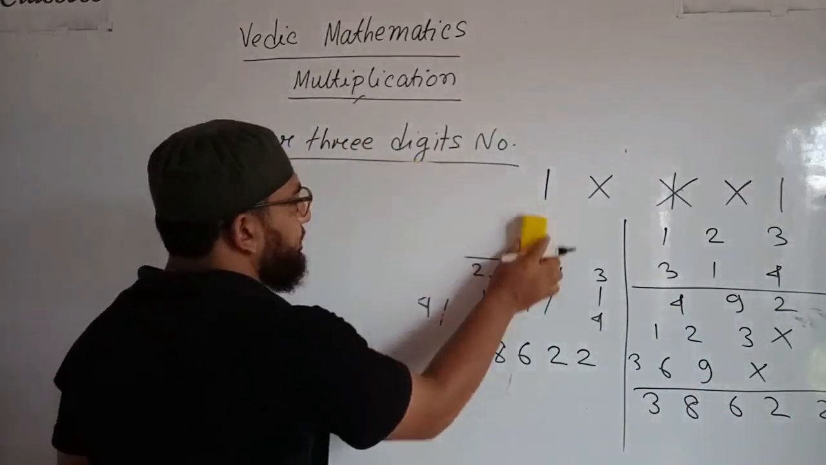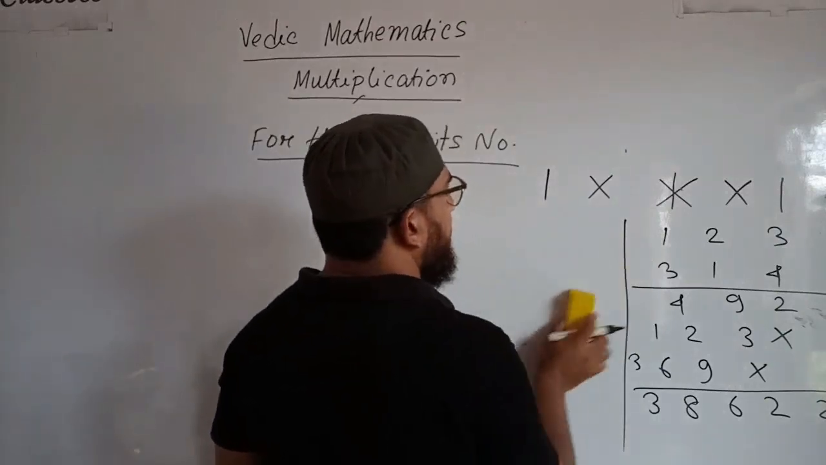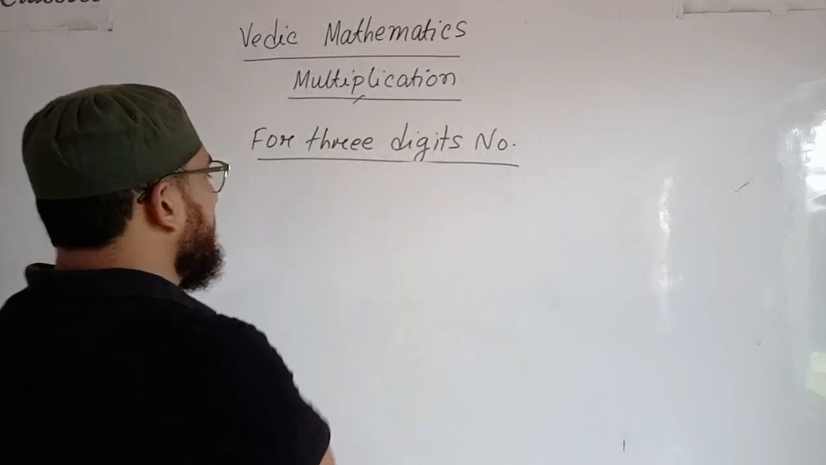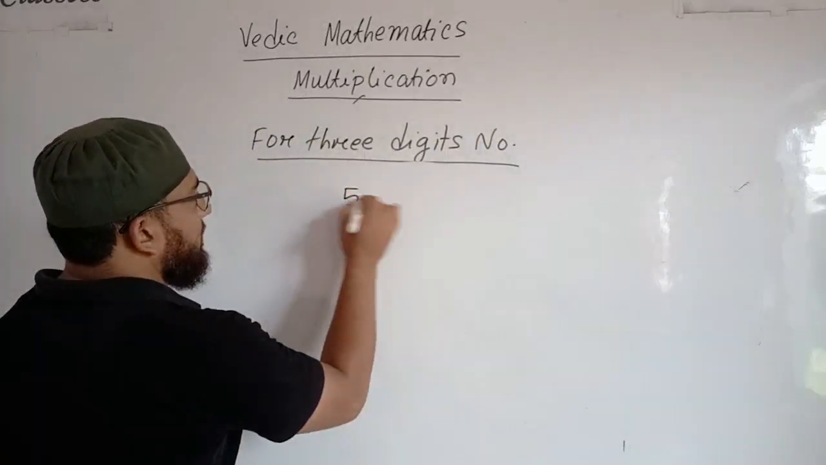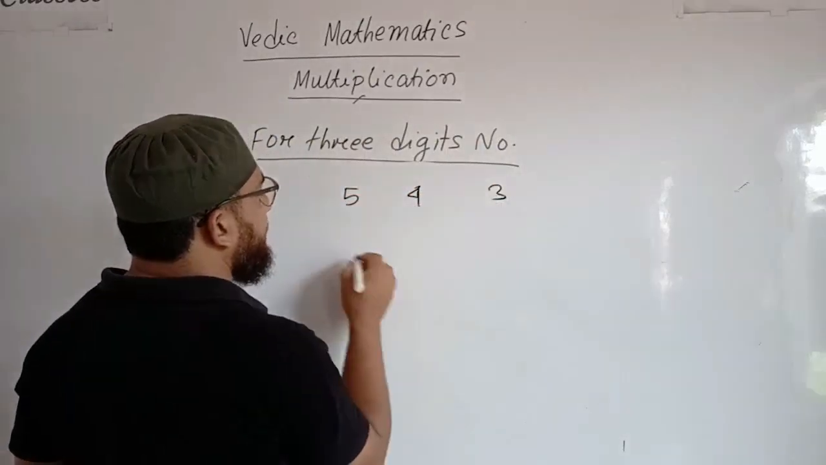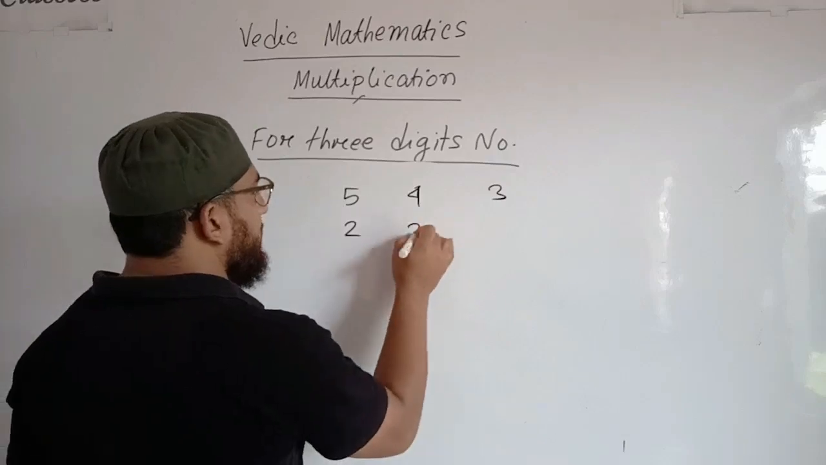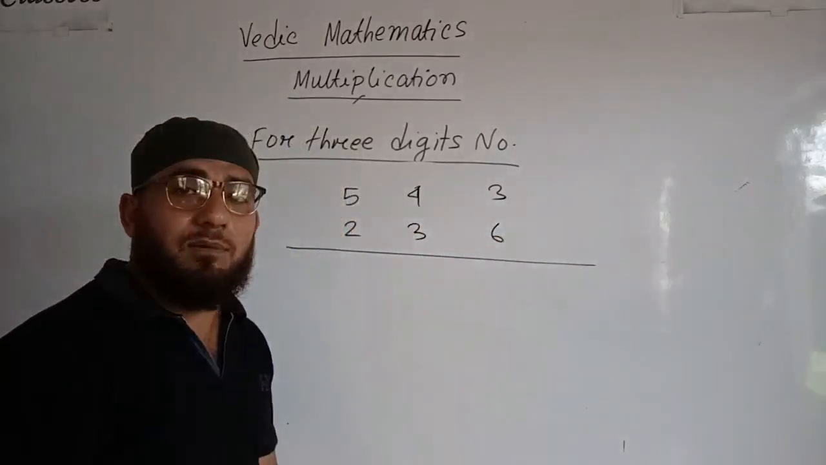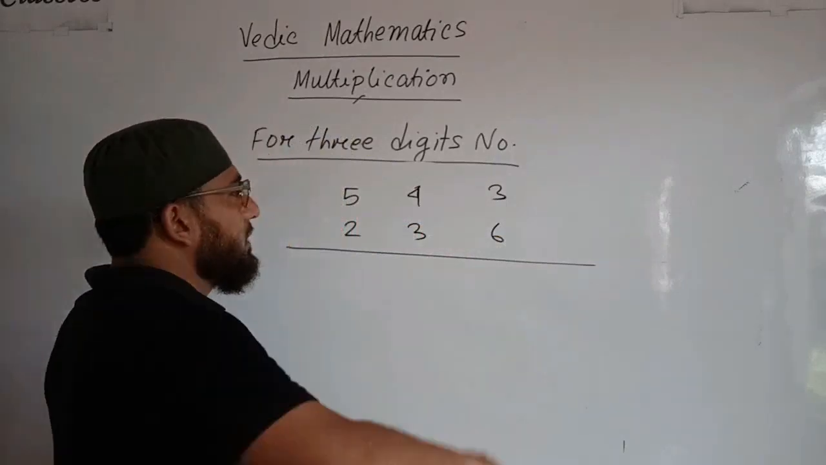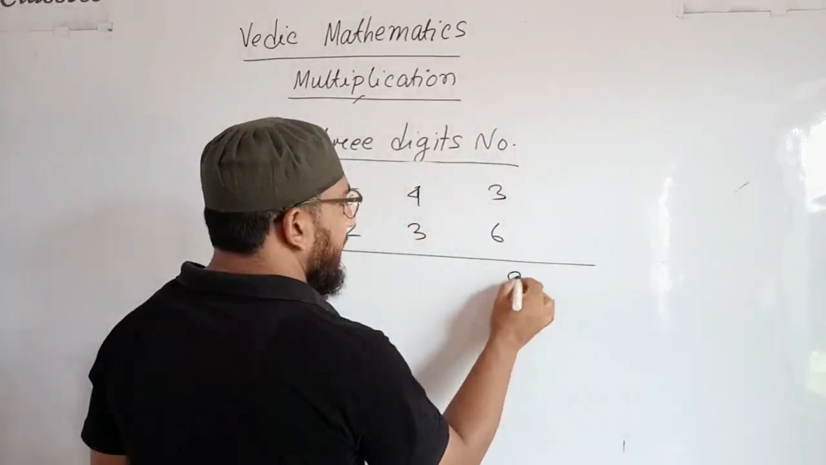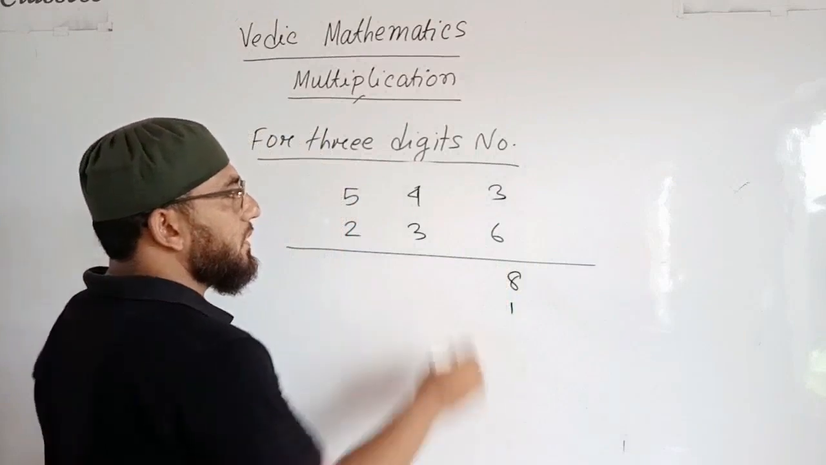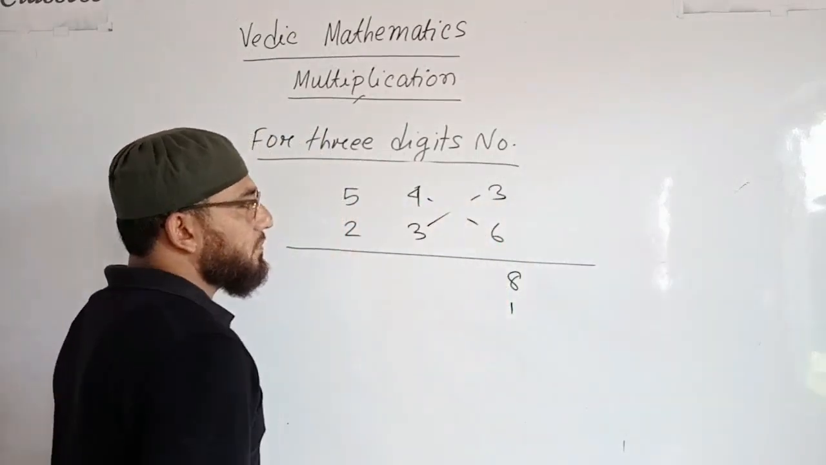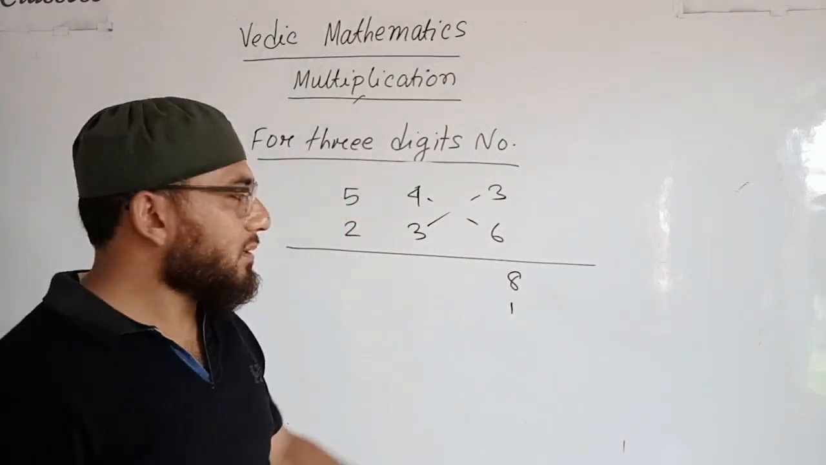Now try another example. 5, 4, 3. So 2, 3, 6. So you can write the answer in one line, right? Yeah. So 3 6s are 18, 8, carry is 1. Crosswise multiplication: 24 plus 9, 24 plus 9 is 33. Carry is 1.